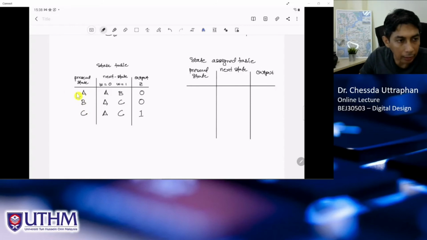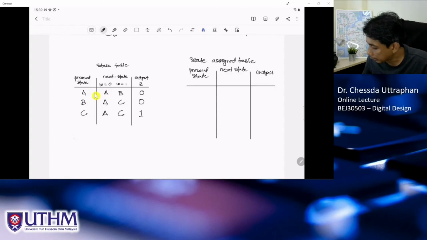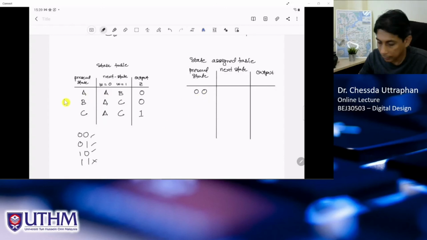So how many states do we have here? We have 1, 2, 3 states. To represent 3 different states, we need a 2-bit number, right? Because if we use 1 bit, we can only have two values, 0 or 1. So this is not enough. We need 2 bits, where we can have 00, 01, 10, and up to 11. In this case, 11 is not used because 3 states are enough to represent A, B, C. So for example, A is 00, B is 01, and C is 10.